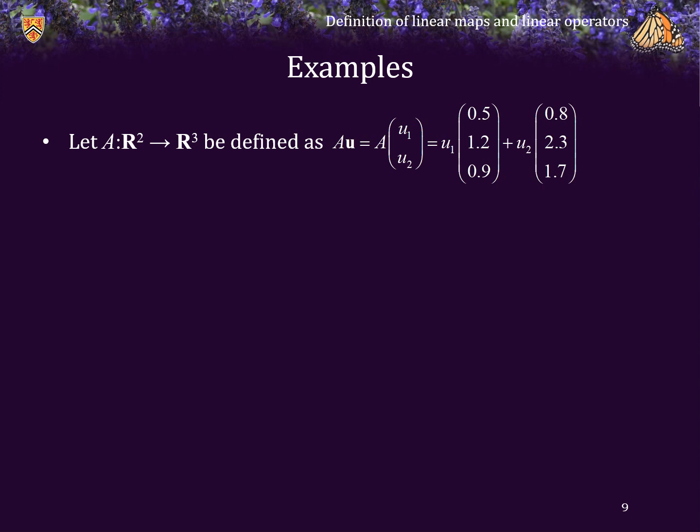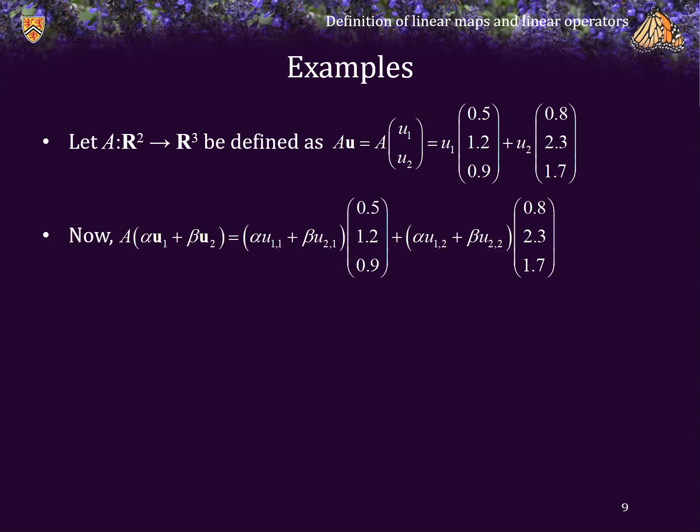Let's look at some examples. Here I have a mapping that takes a two-dimensional vector that has entries u1 and u2 and maps it to R3 by letting u1 and u2 be the coefficients of a linear combination of these two vectors: the first being 0.5, 1.2, and 0.9, and the second vector being 0.8, 2.3, 1.7. All right, let's try to see if this is linear.